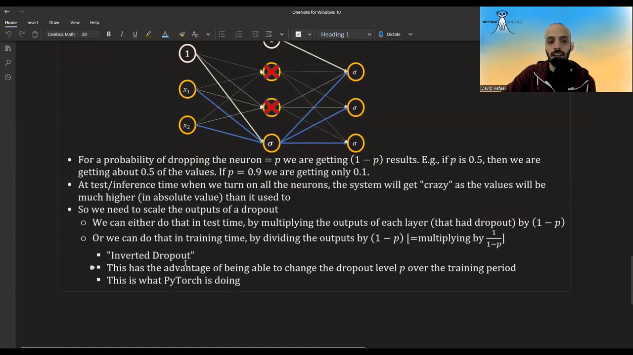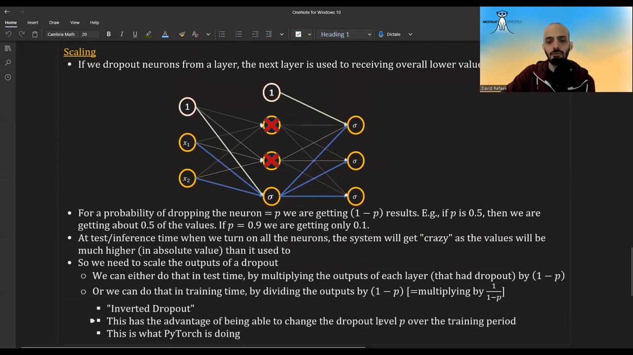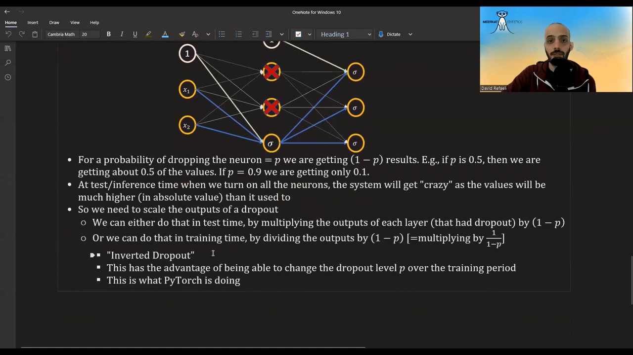It has more advantages over the regular dropout. One of them is that you're able to change the dropout level over the training period. So suppose that we want in the beginning to have a high level of dropout and then in the end to reduce the dropout, or vice versa. We can't do this with the regular dropout where we just scale at test time, but we can do this if we are already scaling at training time. And also this is what PyTorch is doing.